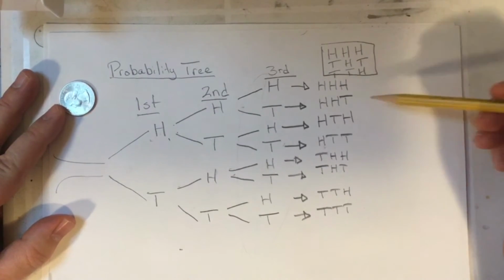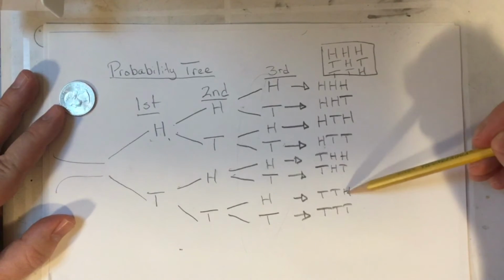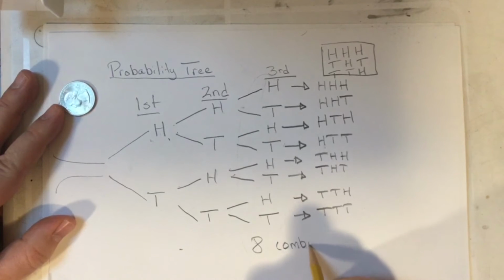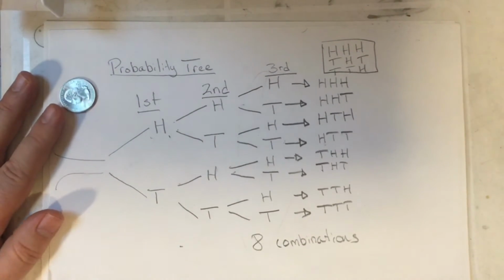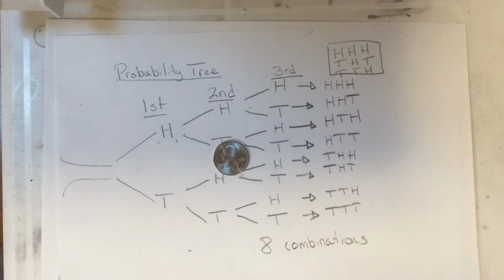And so how many combinations do I have? 1, 2, 3, 4, 5, 6, 7, 8. There are 8 combinations of flips that I could possibly get by flipping a coin 3 times.